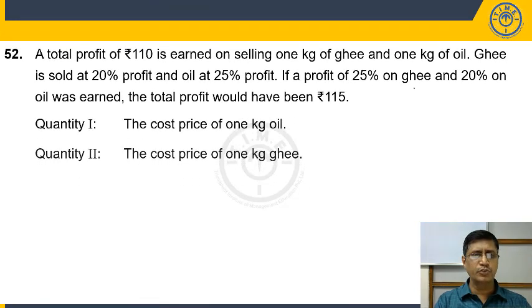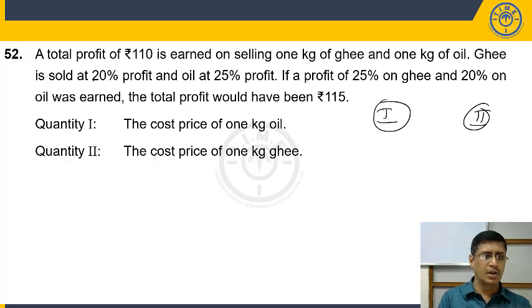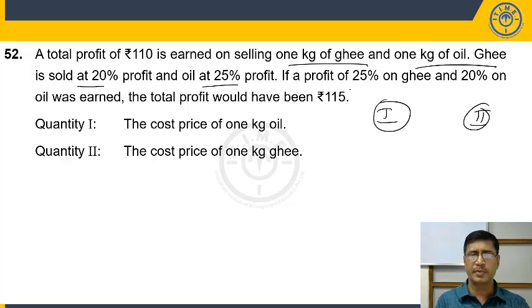My dear students, by using the data given, we need to compare the two quantities, quantity 1 and quantity 2. Just look at the data given in the question. A profit of 110 is earned on selling 1 kg of ghee and 1 kg of oil. Ghee sold at 20% profit, oil at 25%. If the profit of 25% on ghee and 20% on oil was earned, the profit would have been 115.